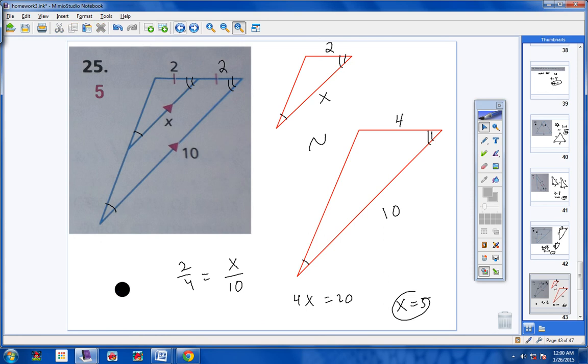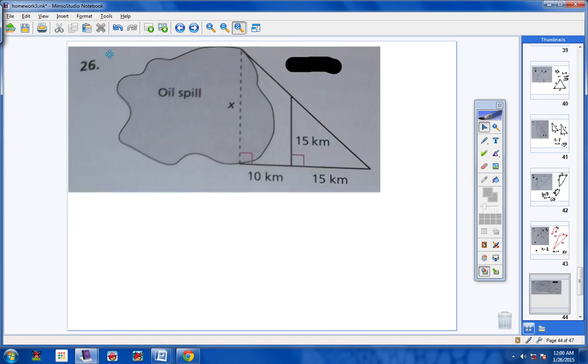Okay, moving on to numbers 26 through 29. Find the distance labeled x. So here we go. Again, it's getting pretty redundant. Pretty simple here, guys. Once again, we have similar triangles. This little triangle here is going to be similar to the big triangle here, okay?